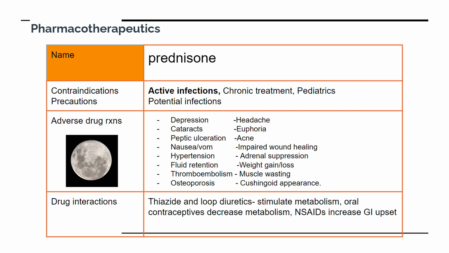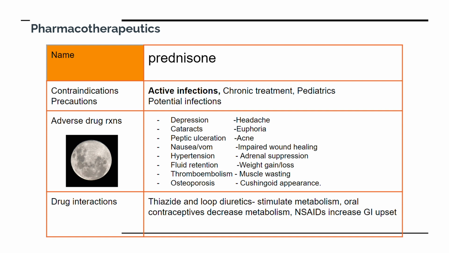The most common include acne, weight gain, nausea, vomiting, and anxiety. The most severe include cardiac ischemia, pulmonary embolism, and hypokalemia. Thiazide and loop diuretics stimulate metabolism, oral contraceptives decrease metabolism, and NSAIDs increase stomach upset.